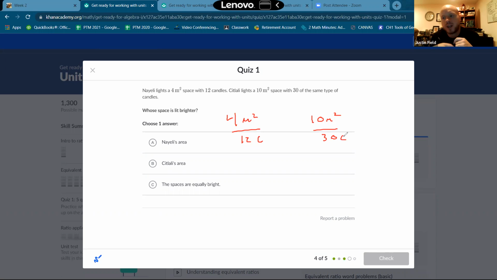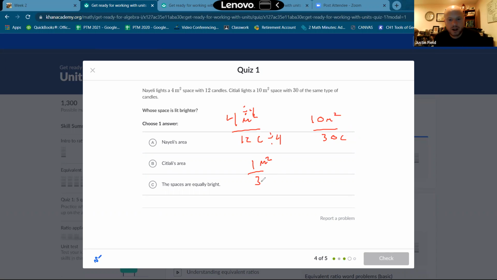So what I'm doing is thinking about the situation and trying to make sense of it. And what I'm thinking is that whoever has more candles per square meter has a brighter space. So we can reduce these to the lowest fraction and see which fraction is bigger. So 4/12, you can divide the top and the bottom by 4, and we would get 1/3.